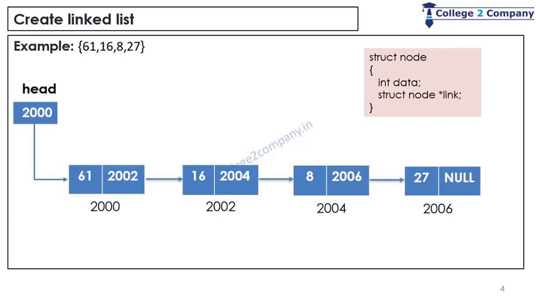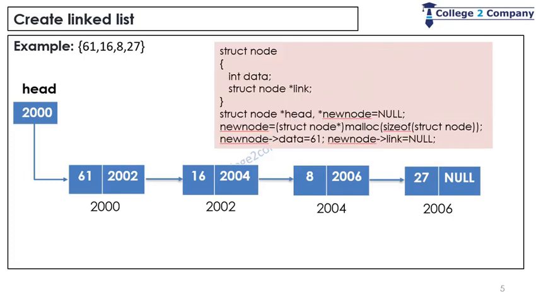We can create the linked list using a structure in the C programming language. We create a new node, and one more variable which is also of type struct node. Its value is null initially. After creating the structure for the list, we allocate the size for the new node using the malloc function. Its data part we update with the value 61 and its link value is null. This code we repeat for inserting the remaining 3 nodes as well.